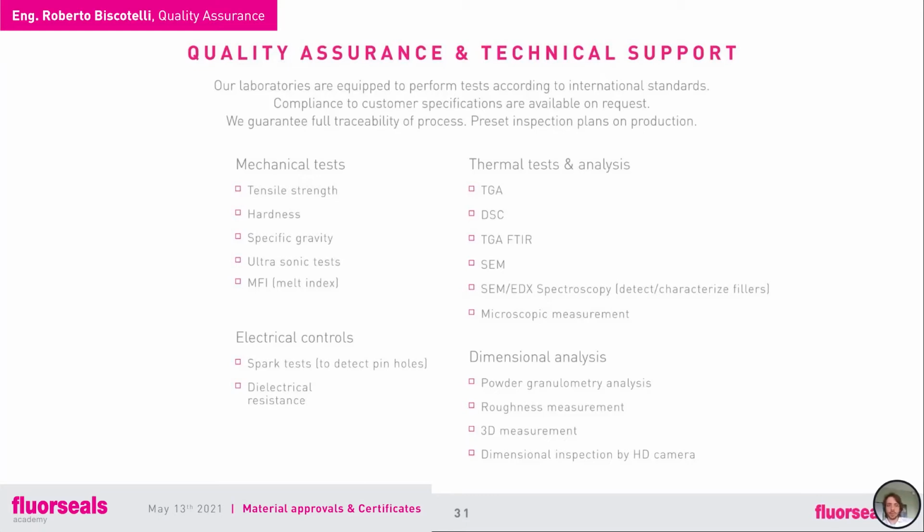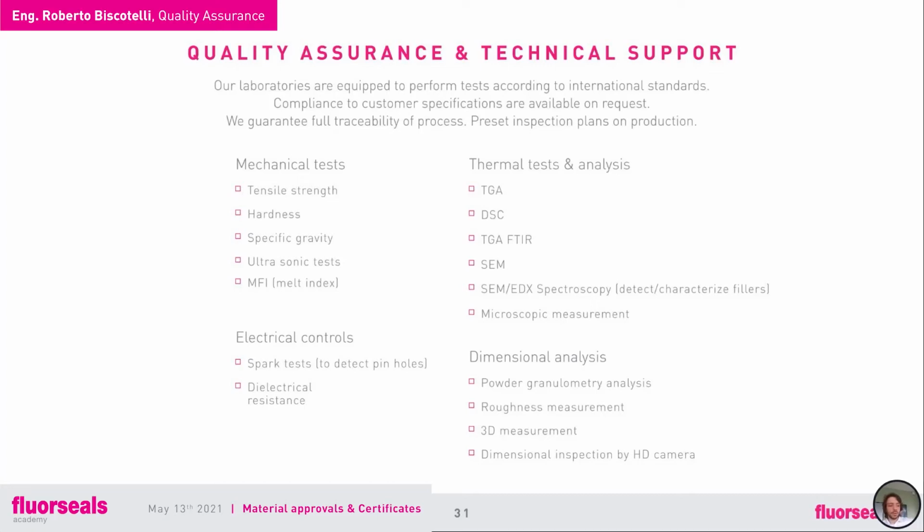So to conclude this presentation, I'll show you a little bit of what kinds of analysis we as a quality department can perform. We are fully equipped to do mechanical tests, from tensile strength up to hardness and specific gravity, so the basic mechanical tests. We can do some electrical controls, for example, spark tests to detect pinholes on tapes and films. Our laboratories are well equipped to do thermal analysis, for example, TGA, DSC. We can do electron microscopy and microscopic measurement.